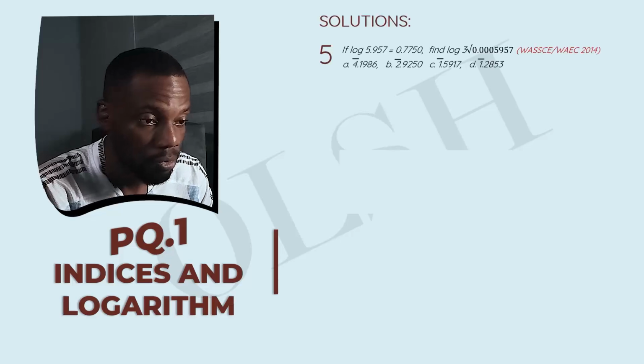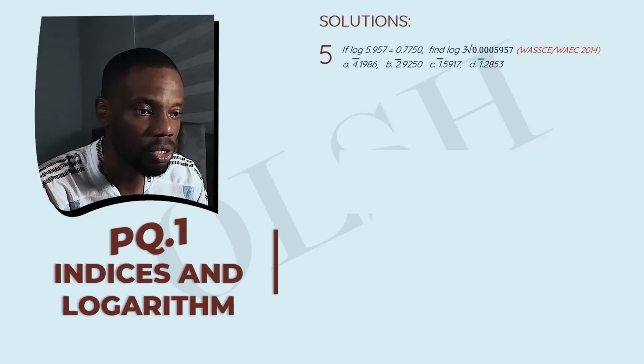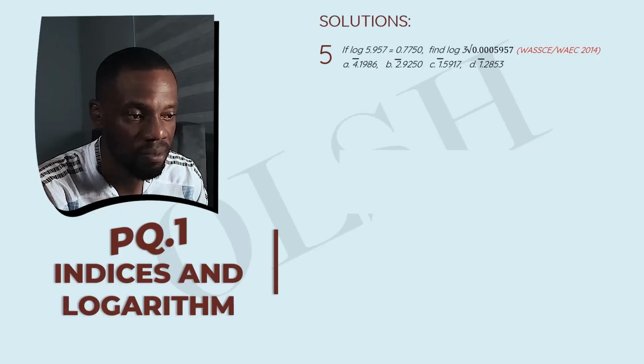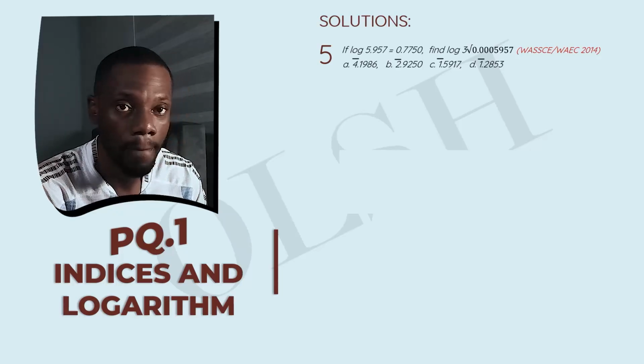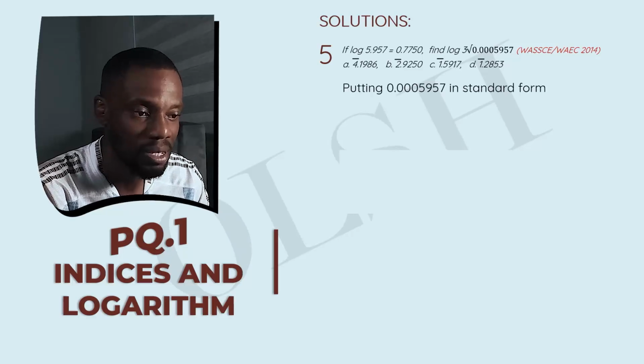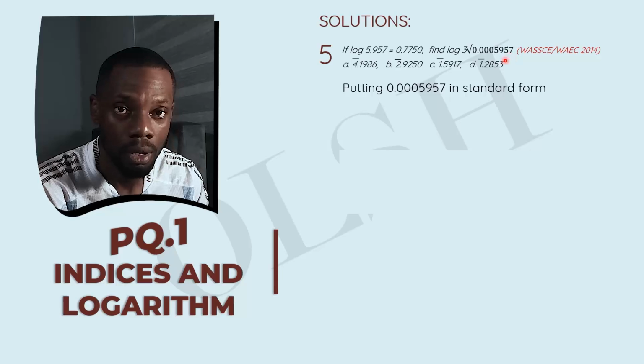Number 5, if log 5.957 is equal to 0.7750, find log root 3 of 0.0005957. Okay, so to do this, we have to put our number in standard form. We take our 0.0005957, put it in standard form.